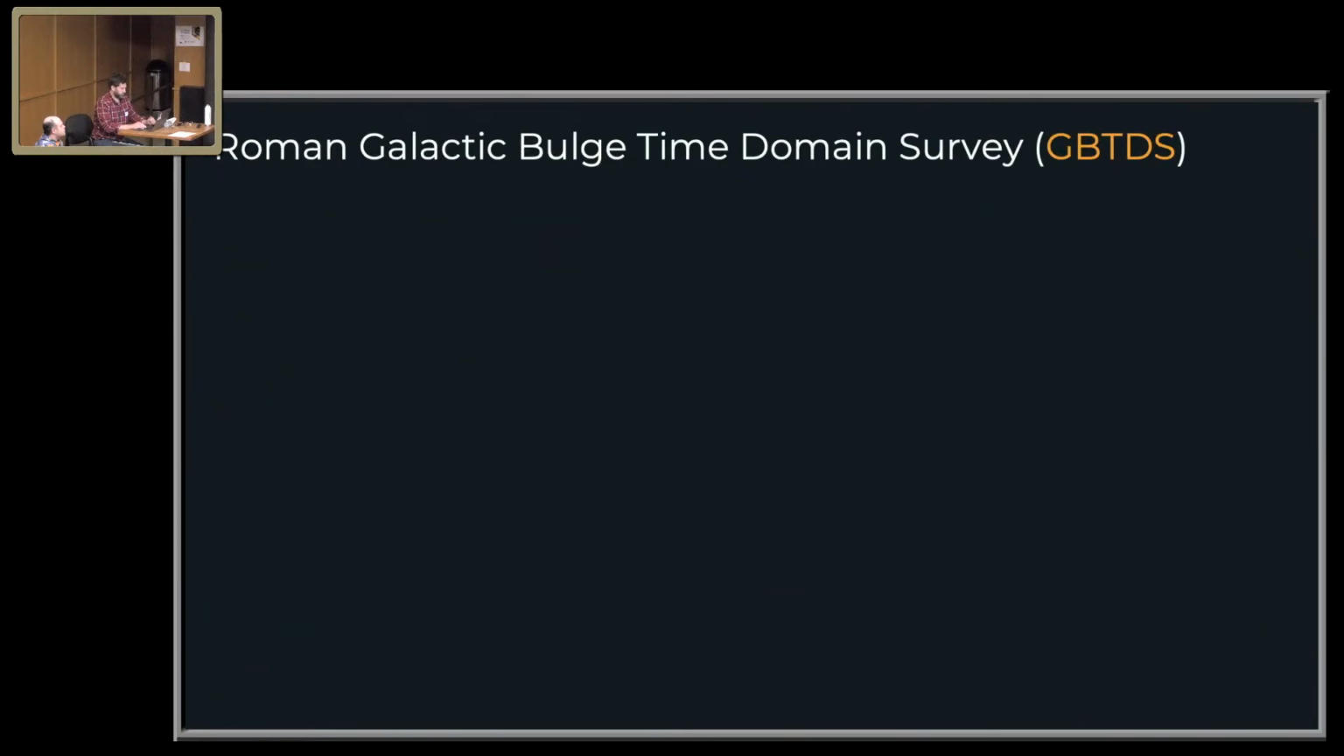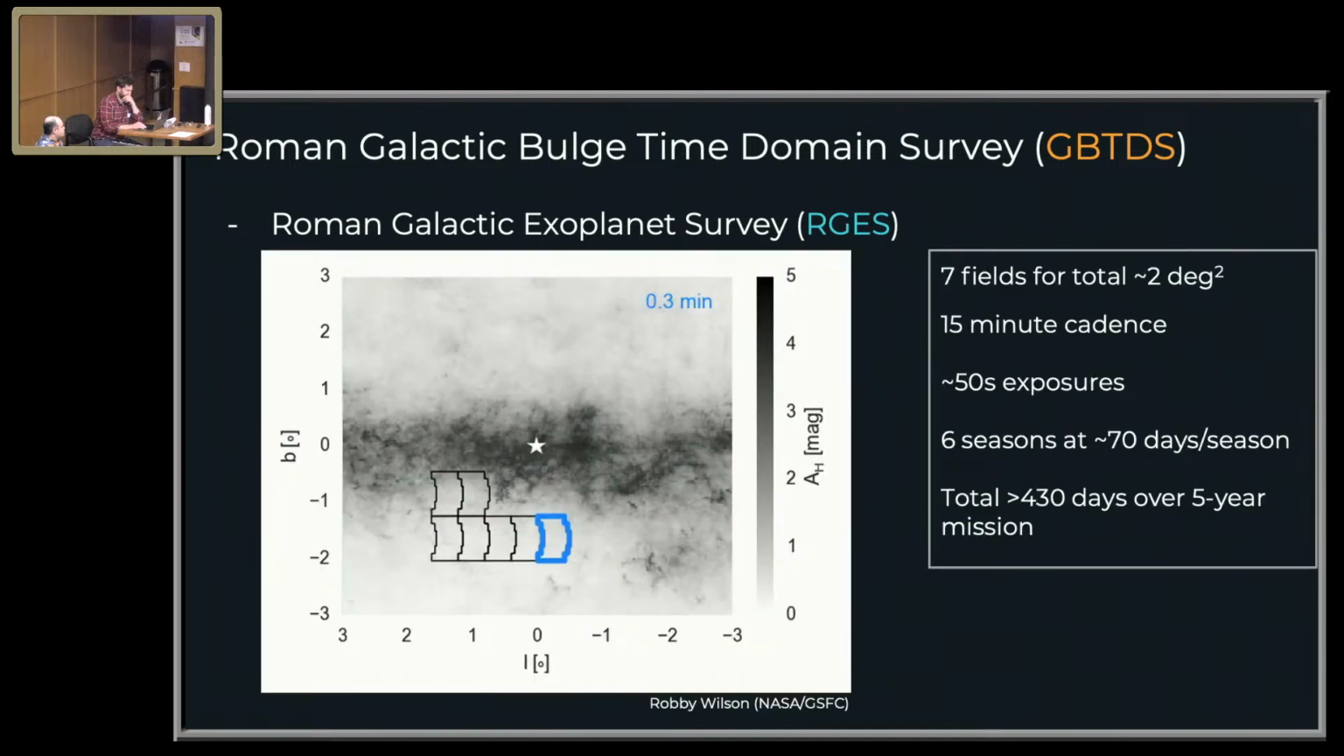Back to the Roman survey that I'm going to talk about. There's a few core community surveys that will be conducted with Roman. One is the Galactic Bulge Time Domain Survey, or GBTDS. And as part of that, the Roman Galactic Exoplanet Survey will be conducted. So we're now two layers deep in the NASA acronym land. So the RGES will be conducted.